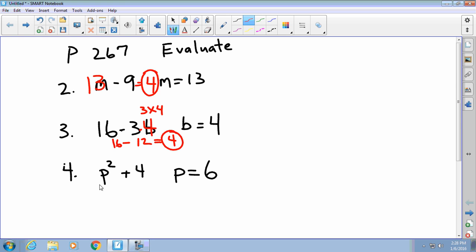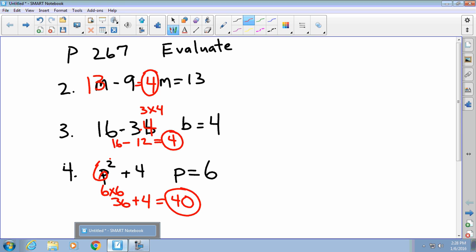Number 4, p squared plus 4. P is 6. So essentially what I'm going to do is plug in the 6 where the p is. Okay, and that means 6 squared. So what I would have to do is write it out. 6 times 6. 6 times 6 is 36. And then the last thing I'm going to do is add the 4 onto that. 36 plus 4 would be equal to 40.